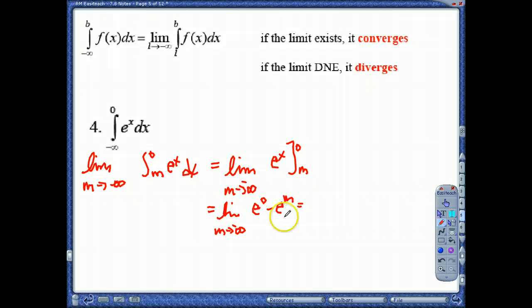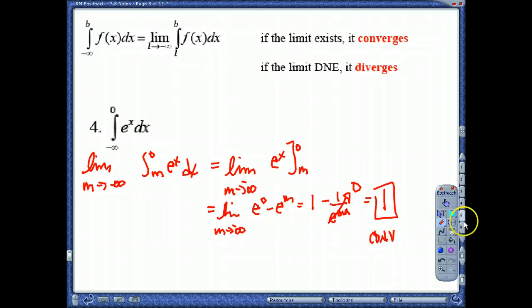Now if we put in negative infinity, what we have here is going to be a negative exponent. So e to the 0 is 1. I'm going to have 1 over e to a really big number, which is going to go to 0. So the whole thing's going to go to 1, which means we converge.